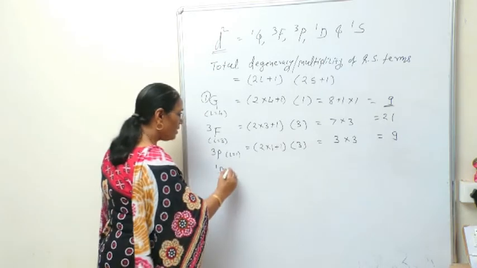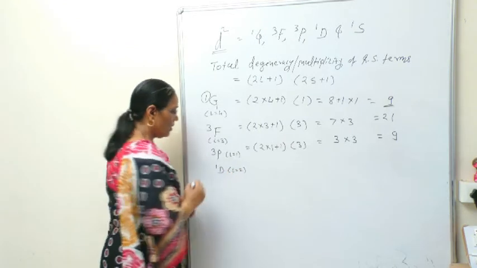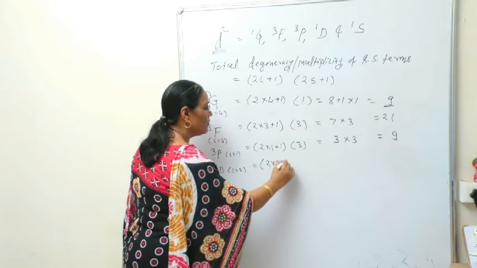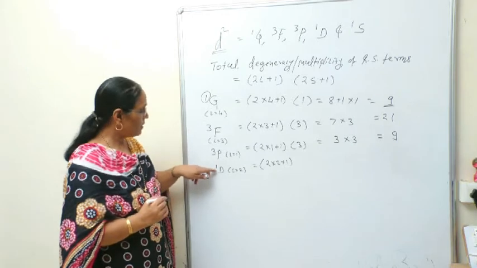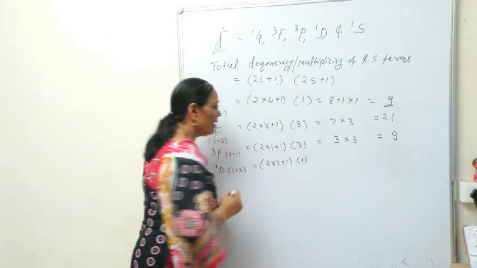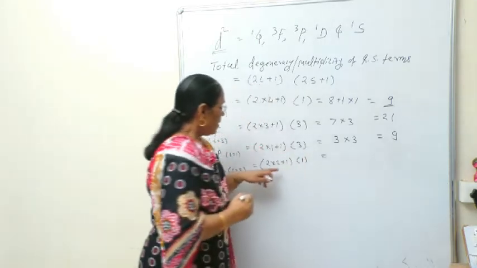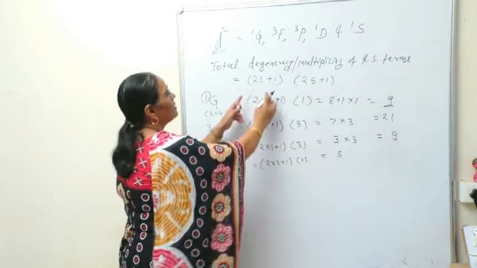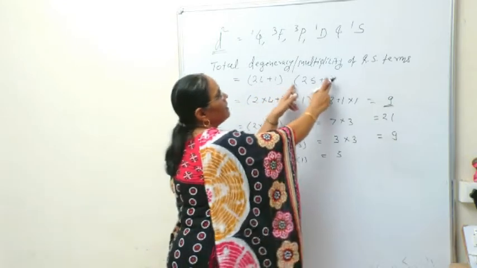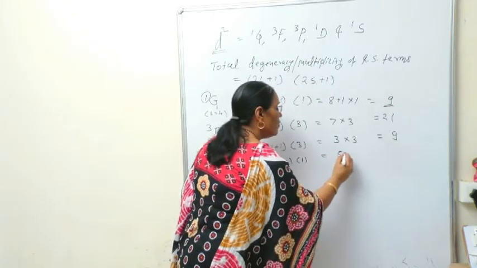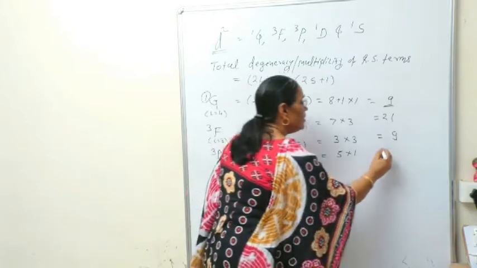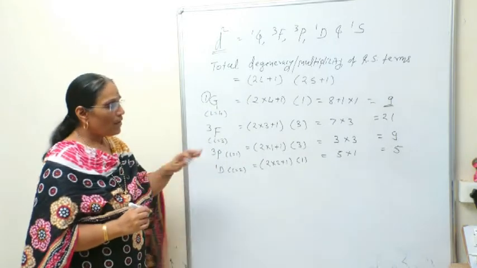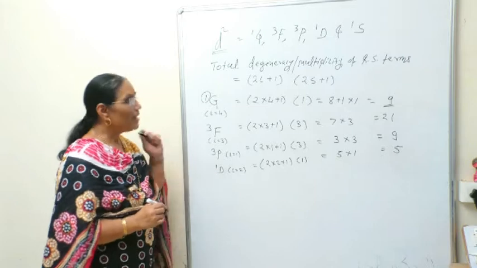Then the next term is singlet D. For the singlet D term, the L value is equal to 2. So by putting L = 2, 2 into 2 plus 1, into the spin multiplicity 2S + 1, which is 1, you may put 1 directly here, and the answer comes to be 2 into 2, 4 plus 1, 5. This part is called the orbital multiplicity and this part is the spin multiplicity of the term. So 5 into spin multiplicity 1 is equal to 5. So out of 45 microstates or arrangements, 5 microstates belong to the singlet D term.